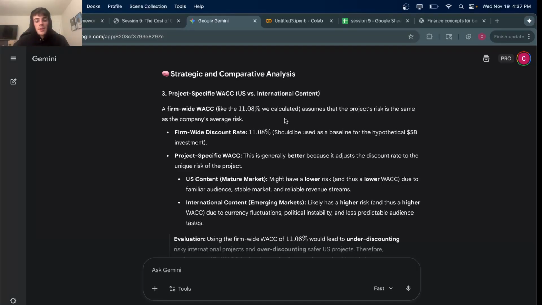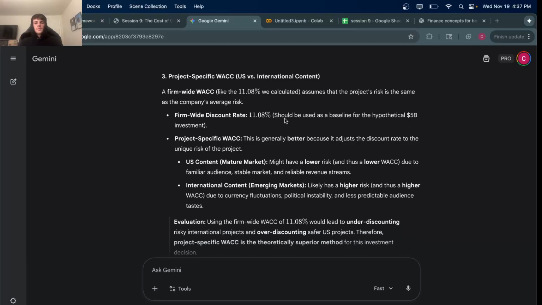A project-specific WACC is generally better because it adjusts the discount rate to the unique risk of the project. So for U.S. content, it's more of a mature market, and it might have a lower risk and thus a lower weighted average cost of capital due to a familiar audience, stable market, and reliable revenue streams. On the contrary, international content or emerging markets likely have a higher risk and thus a higher WACC due to currency fluctuations, political instability, and less predictable audience tastes.